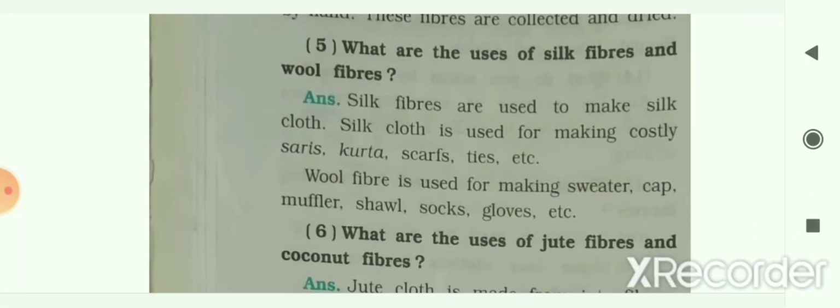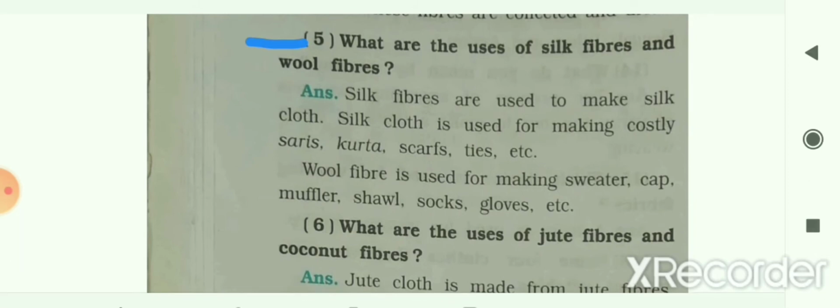The next question is, what are the uses of silk fibers and wool fibers? So silk fibers are used to make silk cloth. Silk cloth is used for making costly saris, kurta, scarf, ties, etc. And wool fiber is used for making sweater, cap, muffler, shawl, socks, gloves, etc. So these are the uses of silk fibers and wool fibers.